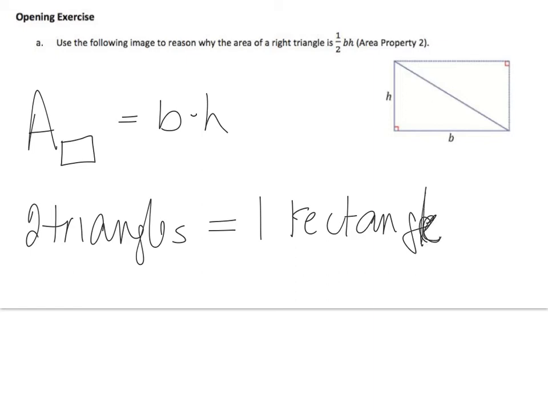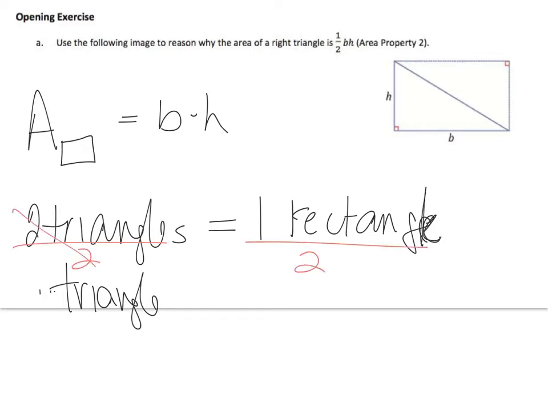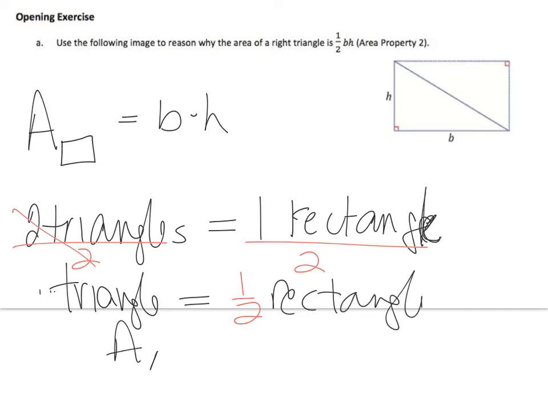So if I did one triangle, I could actually divide this by 2, so I have one triangle equals 1/2 a rectangle. That is why the area of a triangle is 1/2 base times height. I'm sure you guys knew that though.